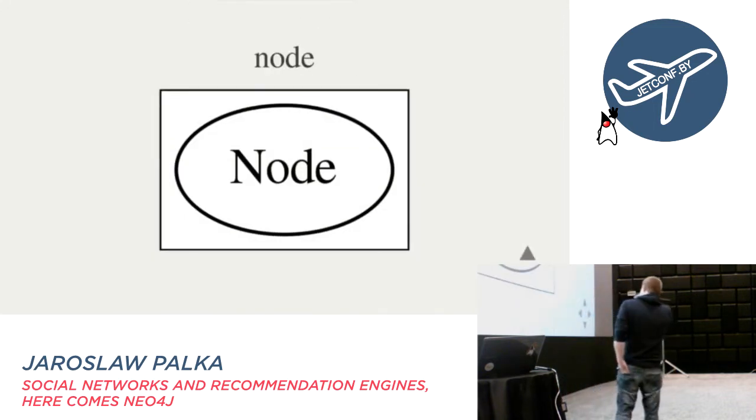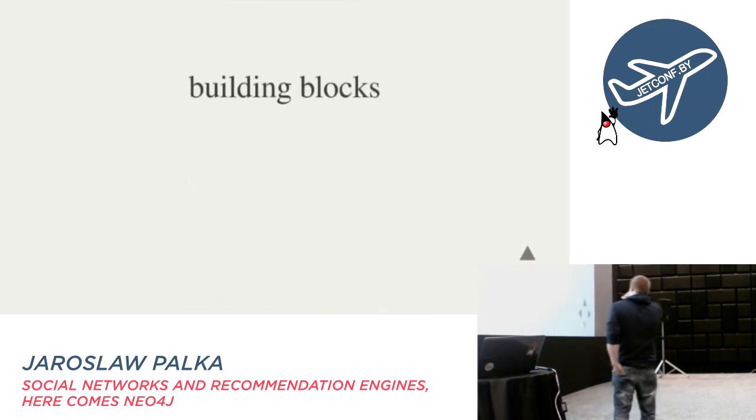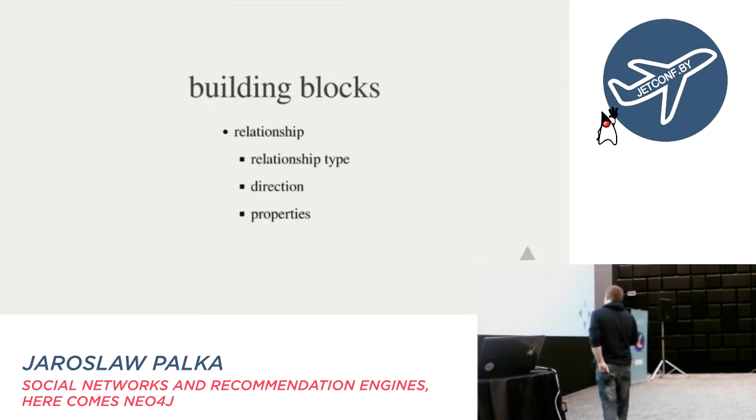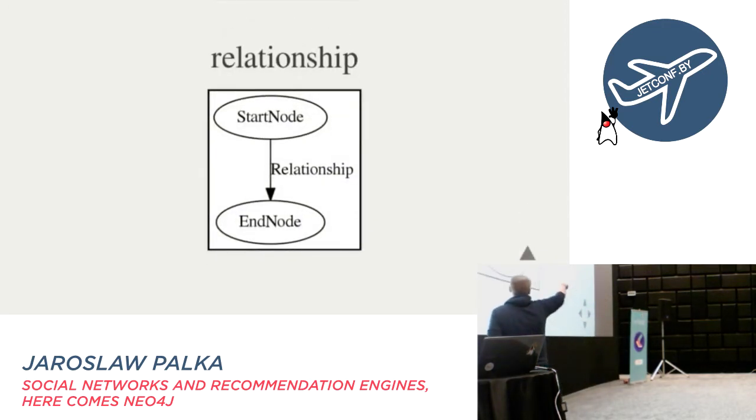Then the nodes are connected through relationships. So basically, every relationship has a type. I will explain. Just one type, not like labels. Direction, so the arrow, and of course, a set of properties. Okay, so the relationship, the start node, and the end node can have labels.